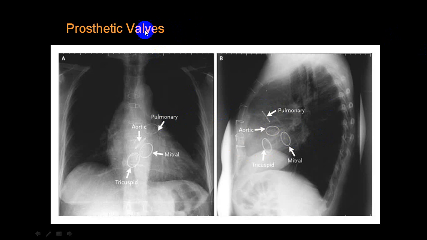So if you look in a PA view, pulmonary is first, second is aortic, third is mitral, and lowermost is tricuspid. And if you see a slit like this, a straight line like this, it is always aortic. So this will look straight here, while in a lateral view, the pulmonary valve will look like this. So do remember, in a lateral view, if you see a single line, it is pulmonary. In a PA view, it is aortic. And you can see these suture lines. So here, all 4 valves are replaced.